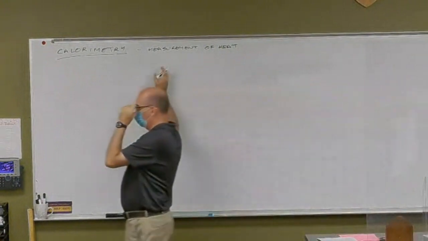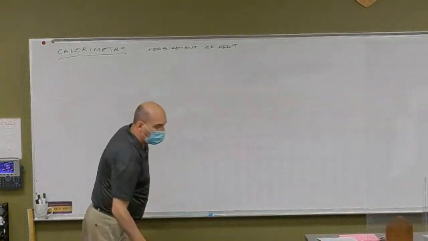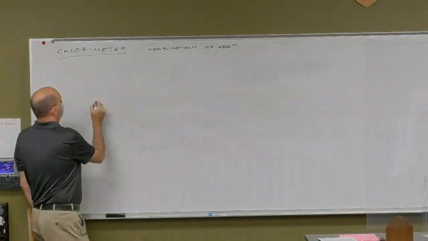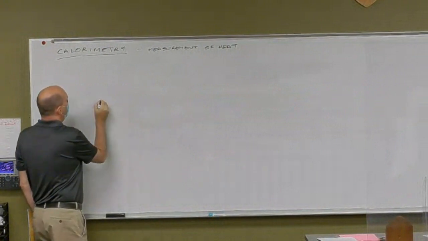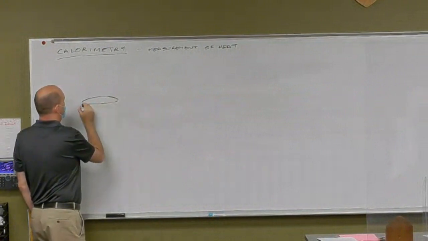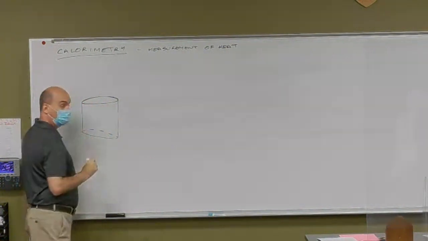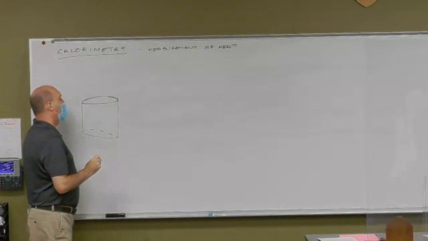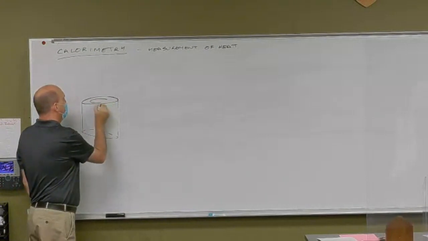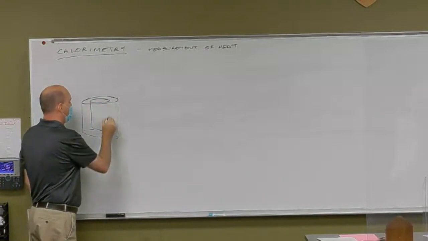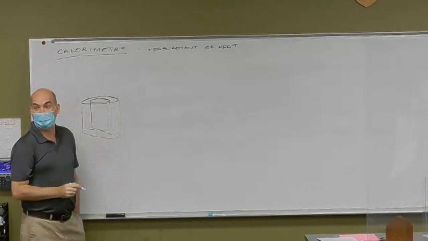So calorimetry is the measurement of heat. And what you would do in real life is you would take your chemicals, they're probably a solution, and put them in an insulated container. So my container actually now has thick insulated walls.